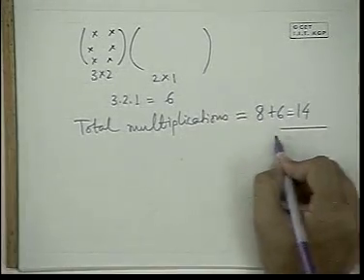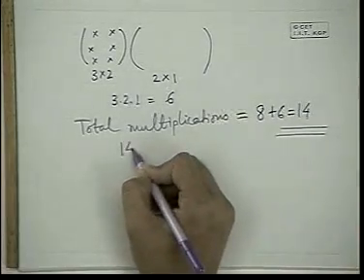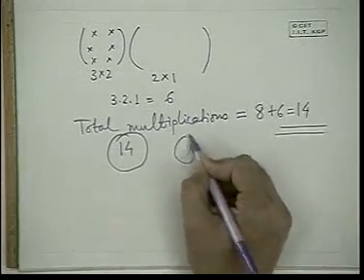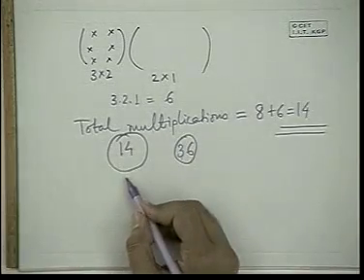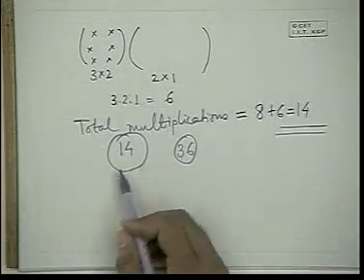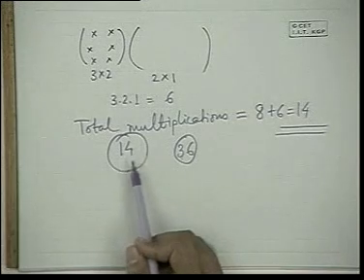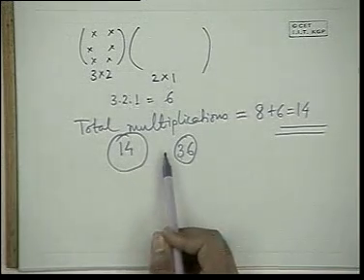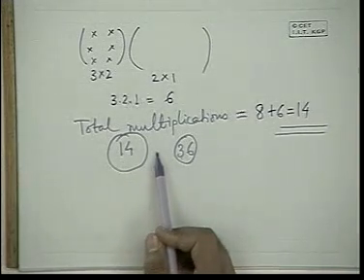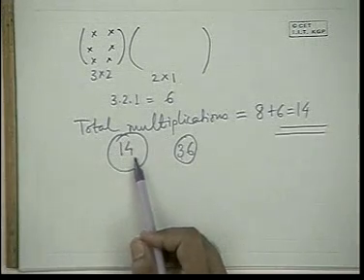So definitely, this way we are getting 14, and in the other way it was 36. So you can see the way you multiply makes a difference, even with such a simple example of only 3 by 2, 2 by 4 and 4 by 1. It is making a lot of difference. One is more than double the other. So you can imagine when the matrices are very large.